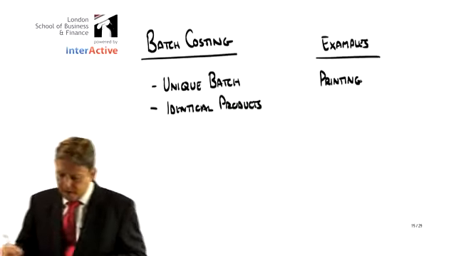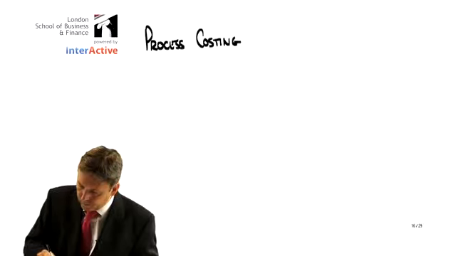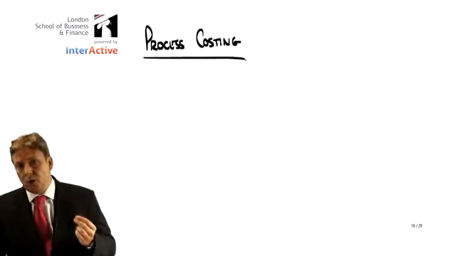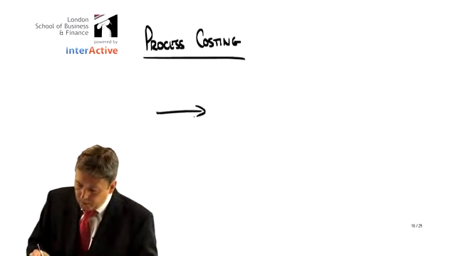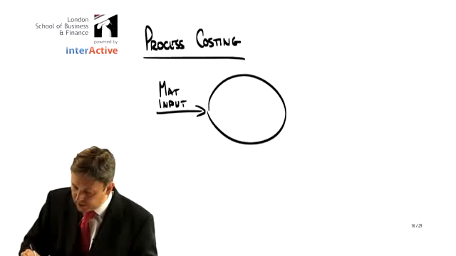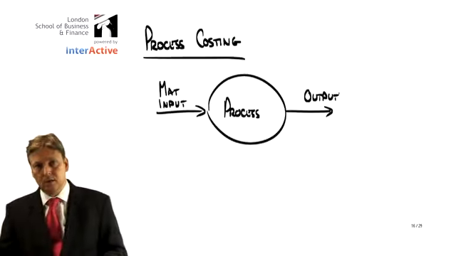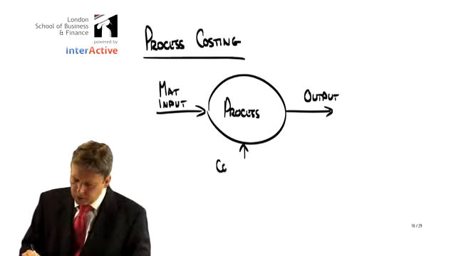Moving on. The main event of what we want to talk about is something called process costing. Process costing arises when the units are not separately identifiable. So in simple terms, what we may have is some sort of material input going into a process. And we will get some sort of output from the process. And of course, we're going to apply what we're going to learn to call conversion costs.